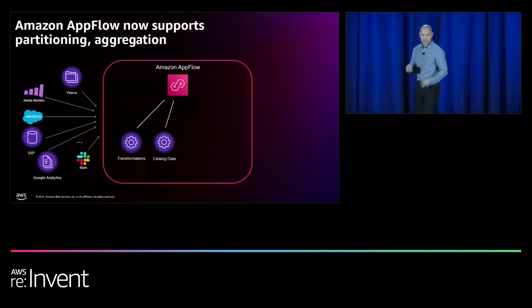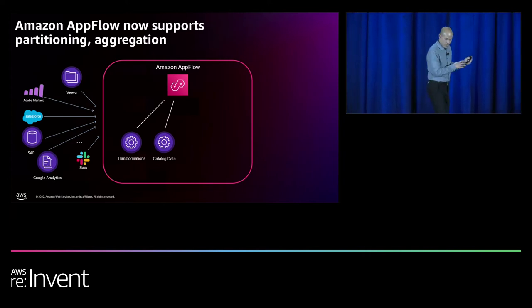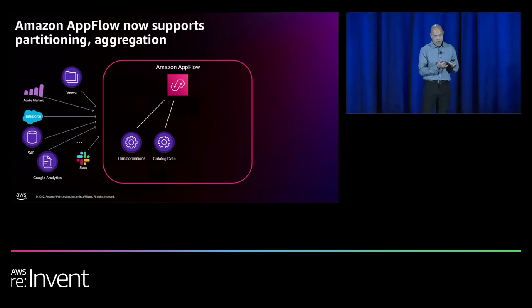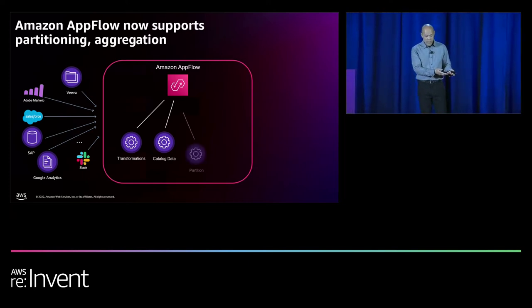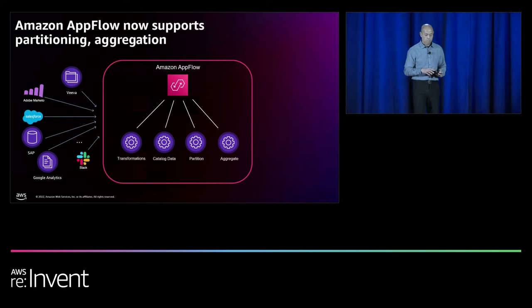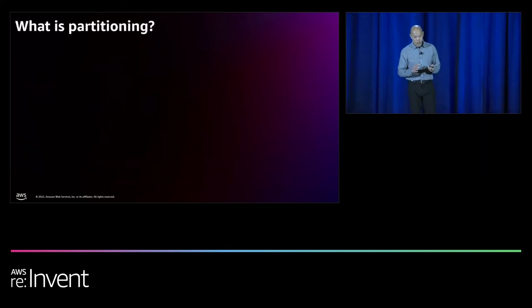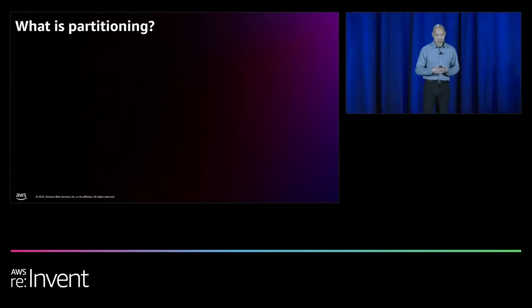Okay, so we talked about transformations and cataloging. As Colin touched on, you could do field mapping, you could do validations, you could do filters. We talked about cataloging data. We're also adding new capabilities in your data pipeline, so we can partition your data, and we can also aggregate your data. So these are new features that were just released last week. Let's talk a little bit about what partitioning and aggregation is, just to get us on the same page before we get into the demo.